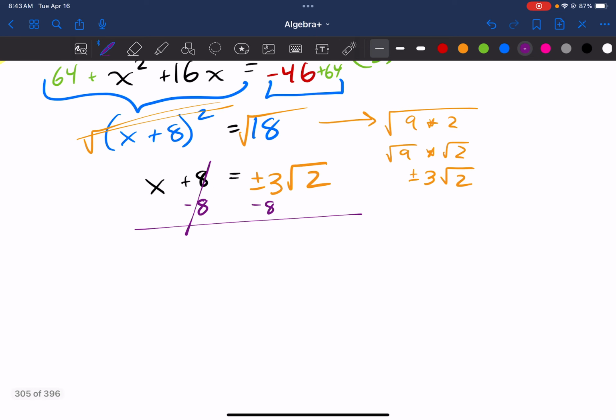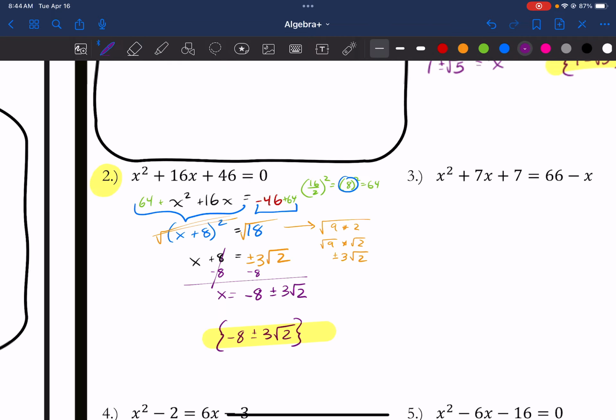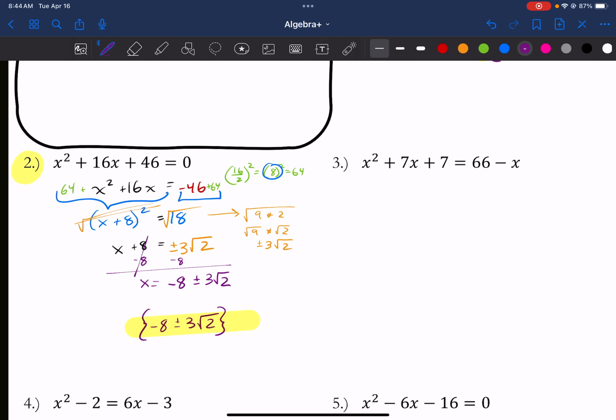Now, I cannot combine this, right? The 3 is being multiplied to here. So what this is going to look like is a negative 8 plus or minus 3 root 2. So negative 8 plus or minus 3 root 2. I'll leave this on the screen for you so that you can use it as a reference while you do number 3 before you check your answer.